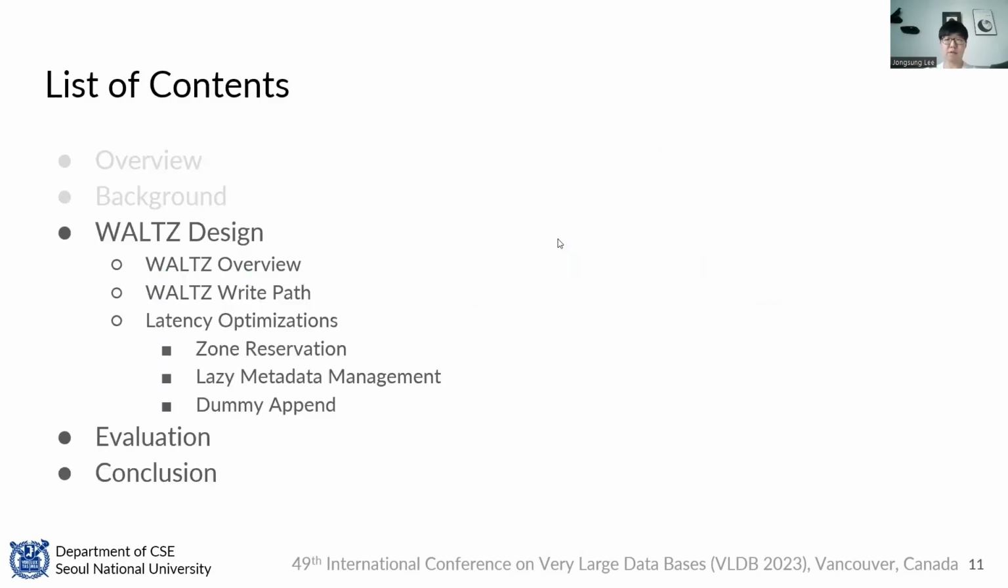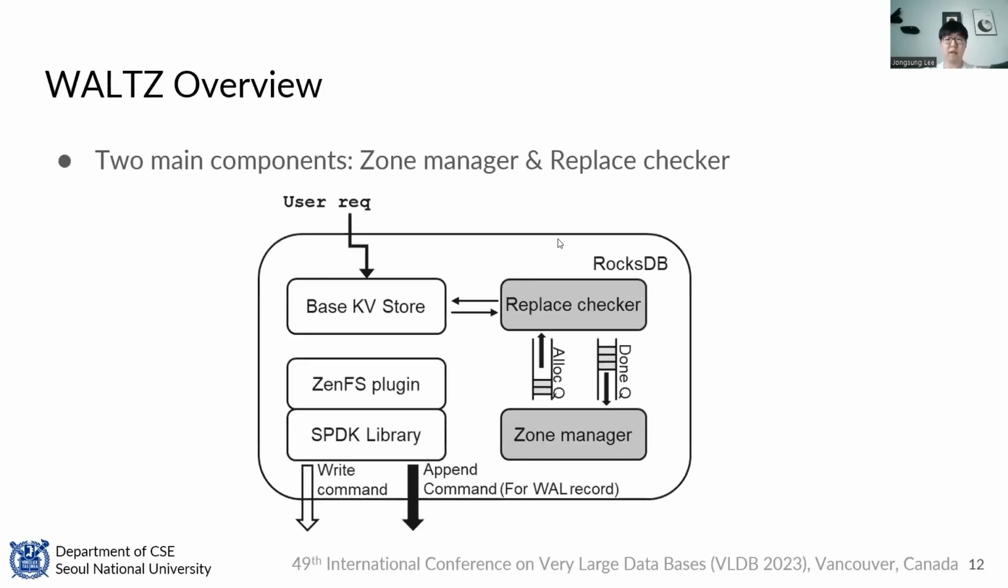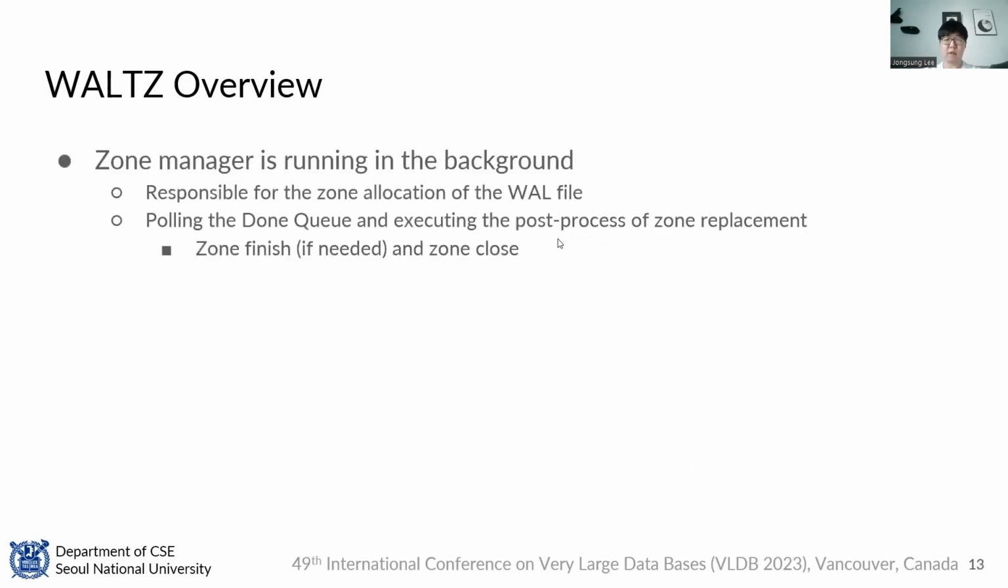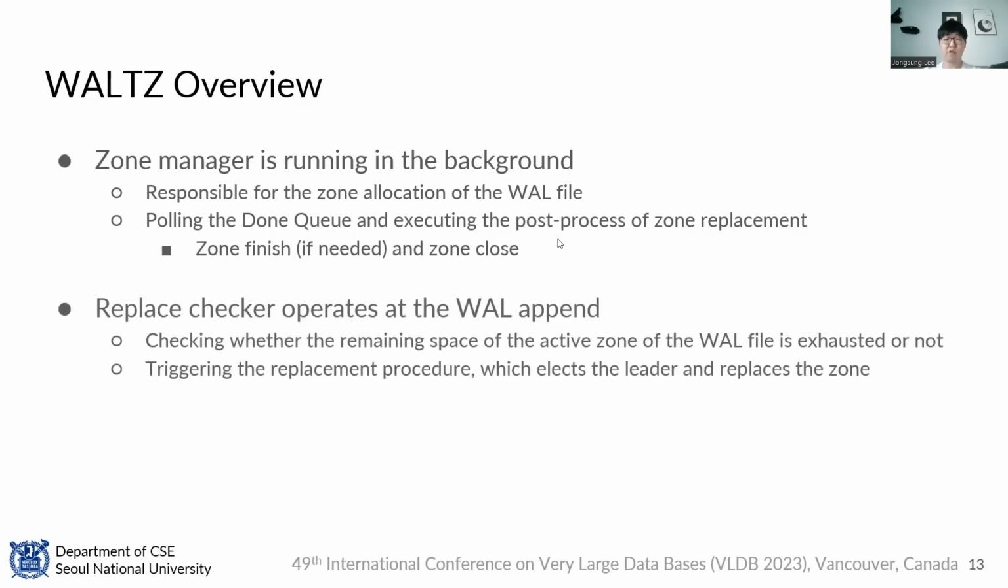Now I will introduce our technique named WALTZ. This is the overall structure of WALTZ. There are 2 main components, zone manager and replace checker. The zone manager is a background process that manages the zones for the WAL file. When the zone replacement case occurs, the zone manager allocates the zone for the WAL file. Also, the zone manager handles the evicted zones from the WAL file to be finished and closed using the management commands.